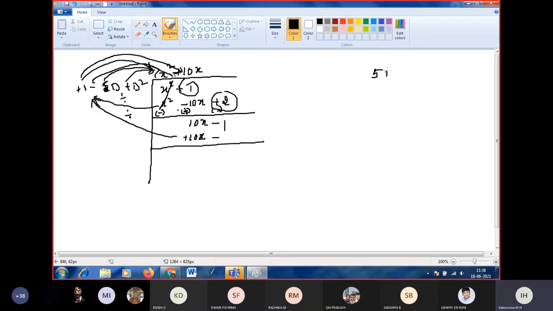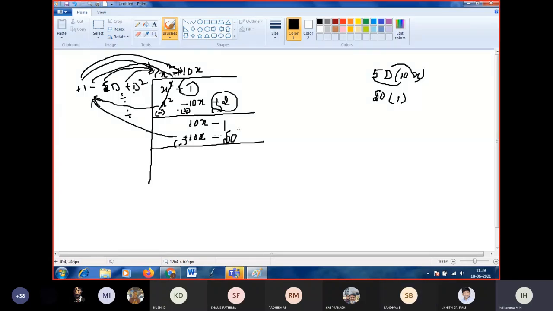5d of 10x. So 5 twos are 10. Differentiation of x is what? 1. So we got minus 10. So next, what does the double differentiation become? Since single differentiation is a constant, the double differentiation becomes 0. Minus 5 into 10 is minus 50... it's 5, minus 50. Yes, correct, 50. Okay, we stop here itself.